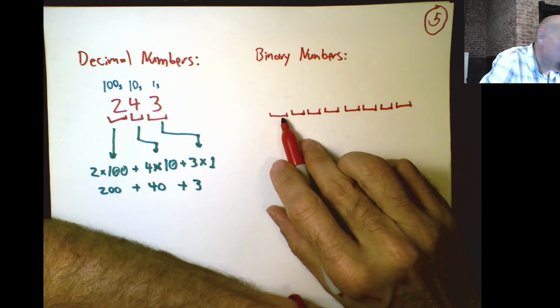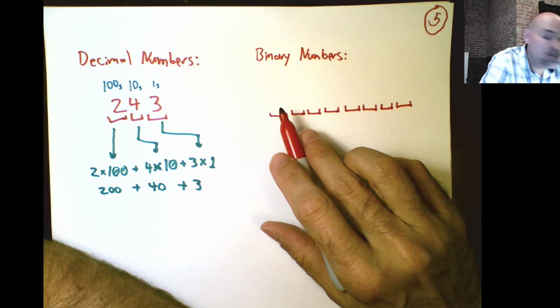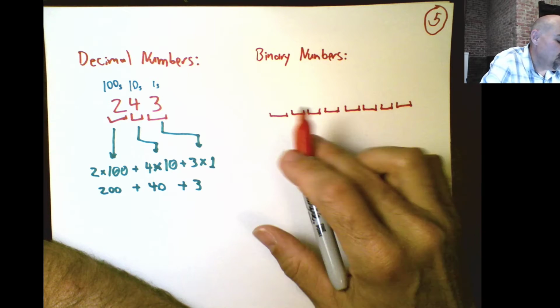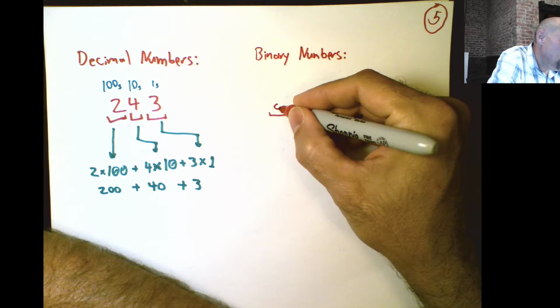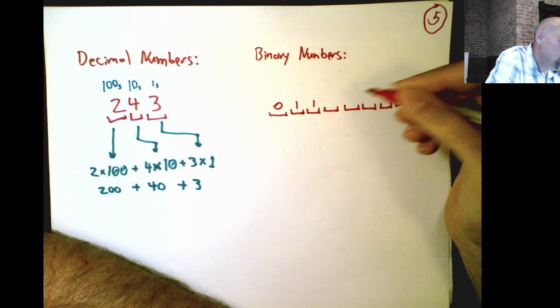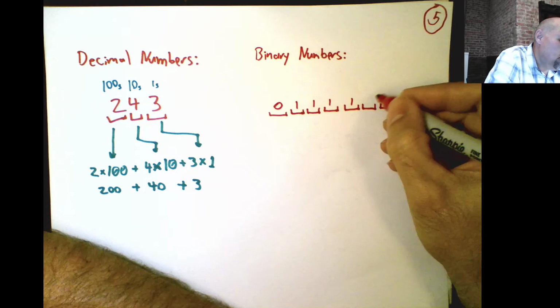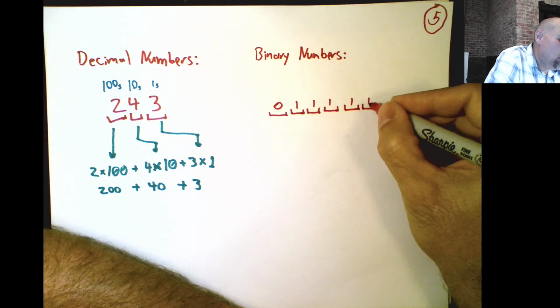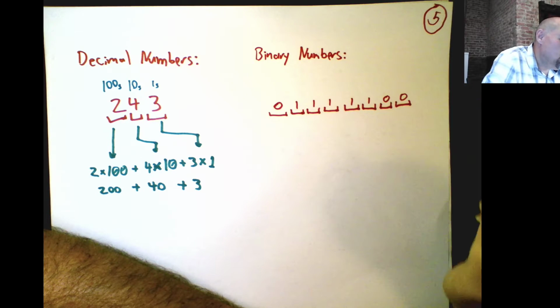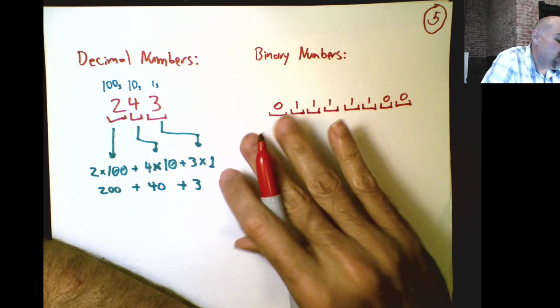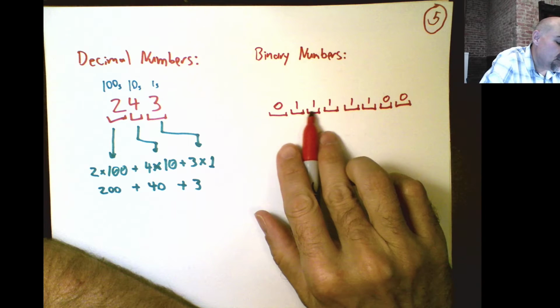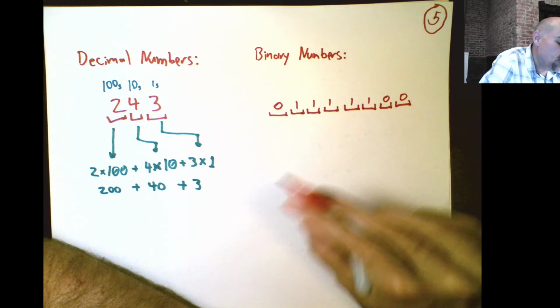Now with binary numbers, remember that since it is represented by switches, they can only be zeros and ones. So here I'll do like 0, 1, 1, 1, 1, 1, 0, 0. So there's a binary number. It's just a pattern of switches, some off, some on, other ones off.